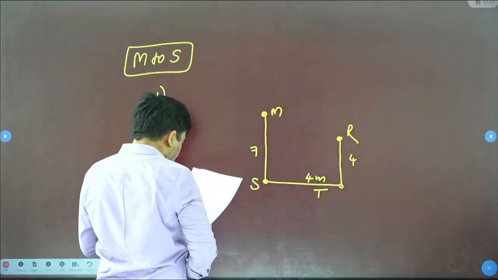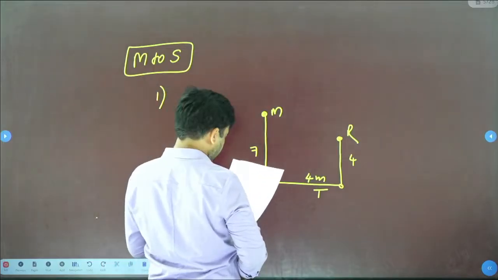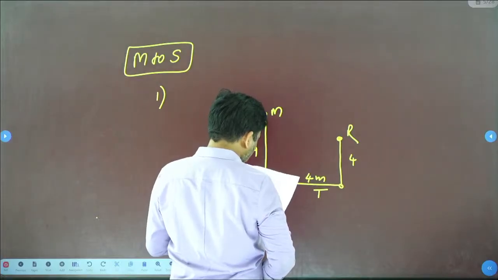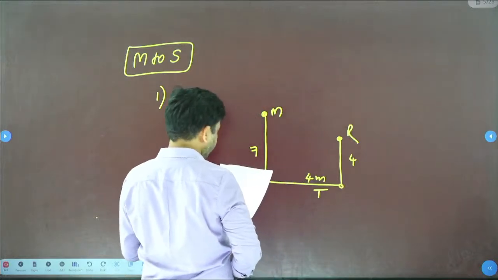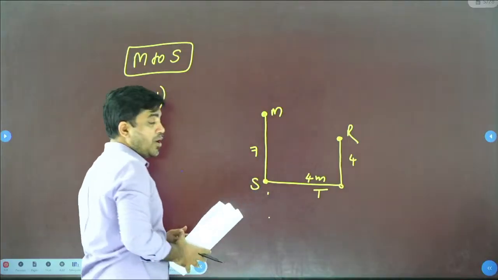Next one. Point Q is west side of point P. Okay. Then point R 4 meters to north of point Q. Okay. We can develop the diagram like this. But what is the question?